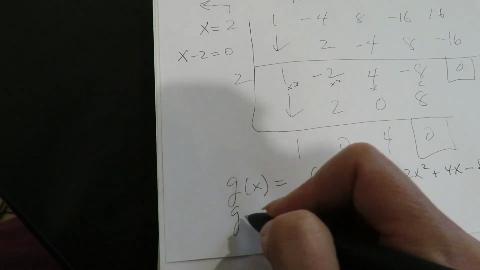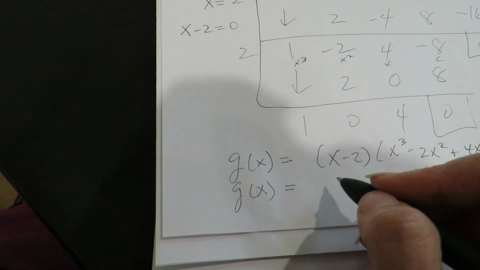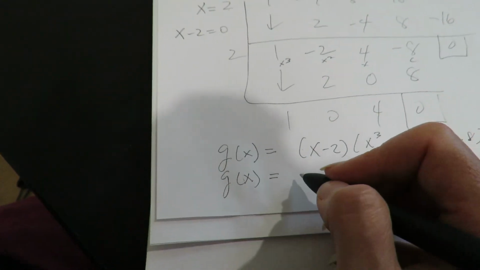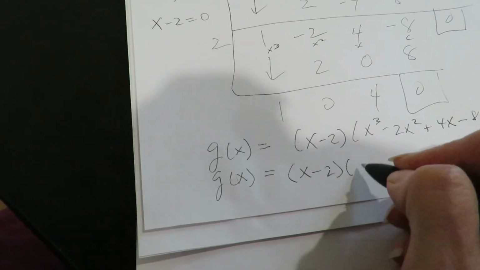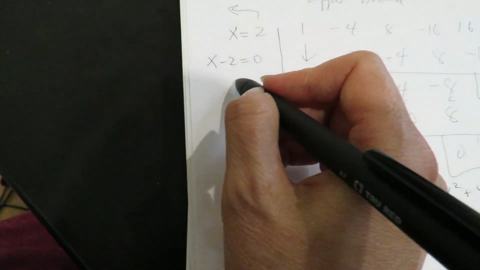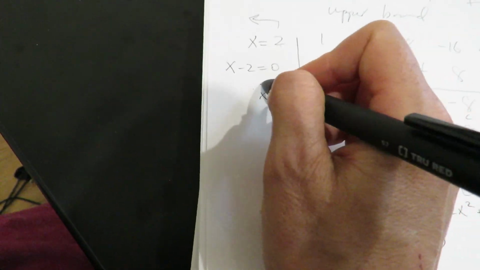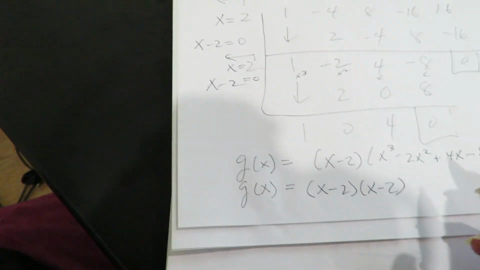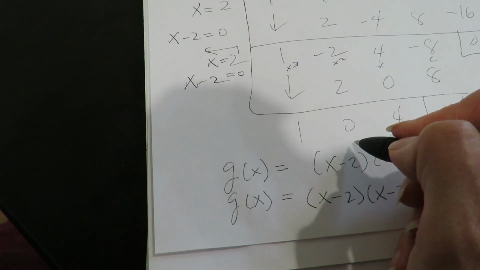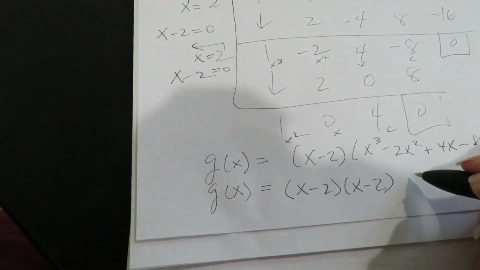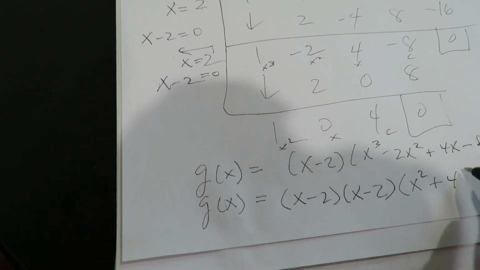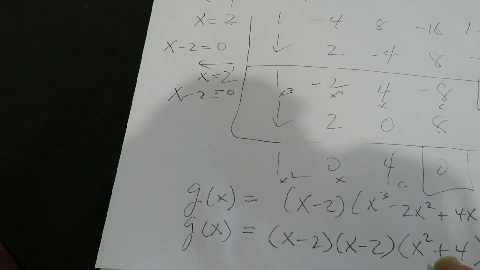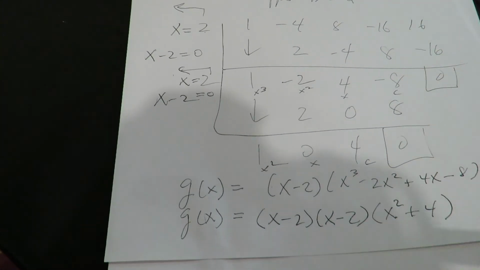And then you took out the 2 again. At the end, I'm going to write it quantity squared, but I'll just write it the long way for now. So what you then did was you took out another 2. Okay, 2 happened to work twice, and then it left you with x squared plus 4. And remember, once you get down to a quadratic, you do not guess anymore.